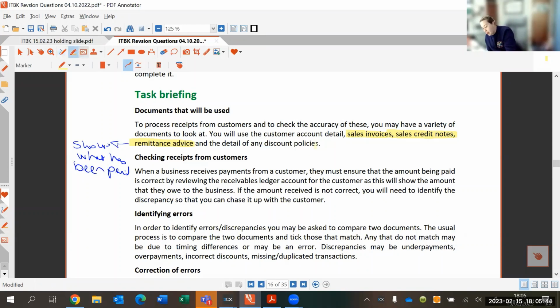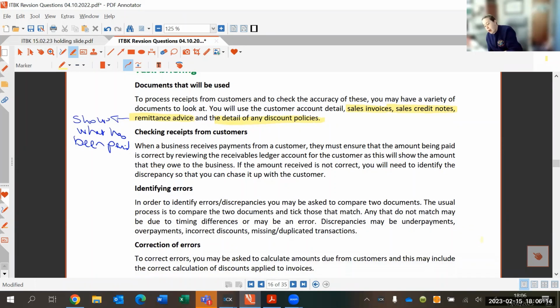Discounts also come back on this task, so you might be asked about the different types of discounts: trade, bulk, prompt payment. On a question, the customer might have taken a prompt payment discount because they think they've paid within the early settlement period, but actually they haven't, and then you might have to look at what's the difference and what they should have paid. We haven't got a task like that tonight, but it might come up.